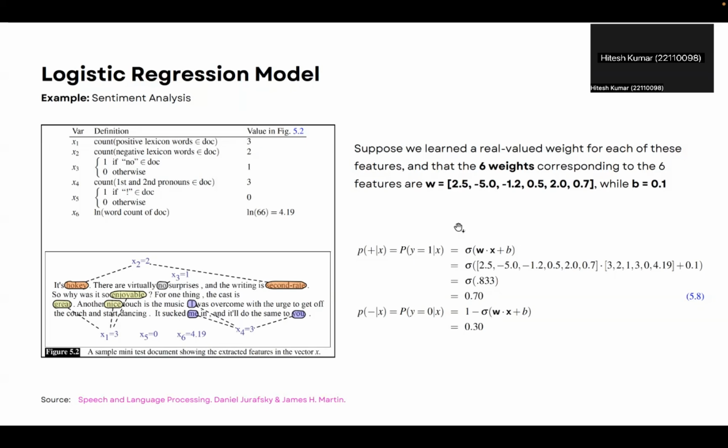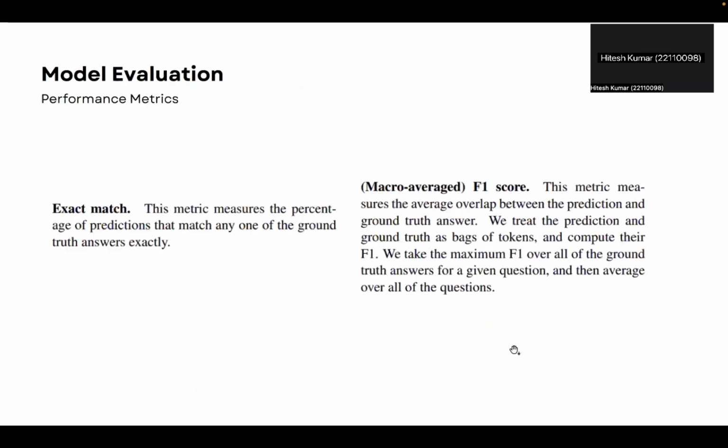On calculating, we can get the probability of getting the positive sentiment given those particular words as input as 0.7, which is 70%, and getting negative sentiment would be nothing but 30%.